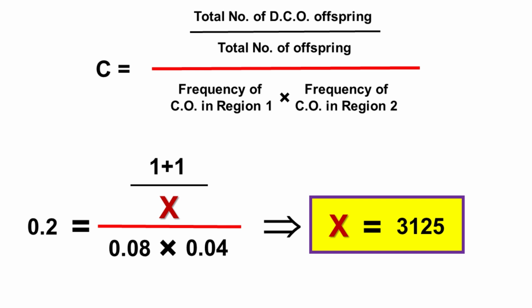By substituting the numbers into the formula and solving for the unknown x, we find that the minimum number of offspring required to observe at least one offspring of each type resulting from a double crossover is 3,125.